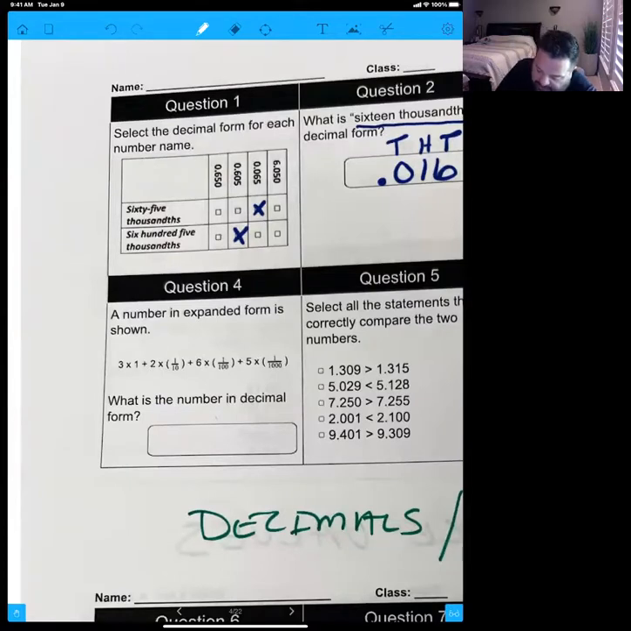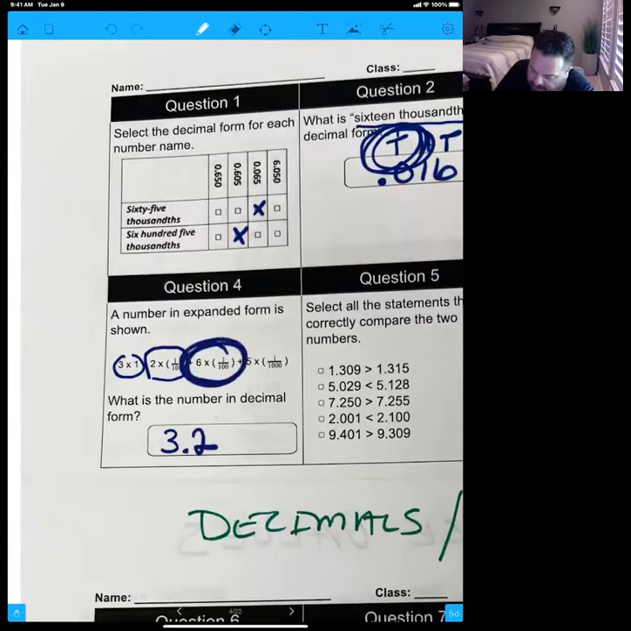Number 4, you would just expand out, right? Here's the 3 times 1, which is 3. This 2 times 1/10 means you have a 2 in the tenths place. Well, that's this back up here again, right? The tenths place, so a 2 goes there. Here's the hundredths place, the 6 goes there, and here's the thousandths place, a 5 goes there. That's all you have to do. Number 5.